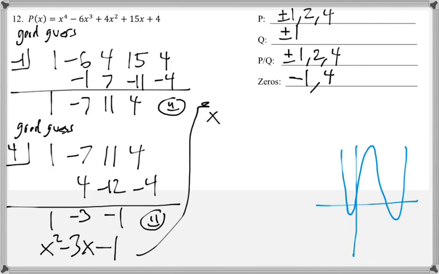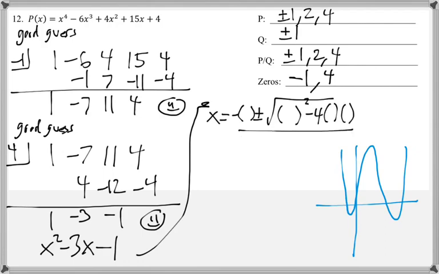So that would be x is equal to, let me write in the blanks, so that's going to be a -3, -3, a 1, a 1, a -1. So that's going to be 3 plus or minus square root of 13 over 2. And that's actually as far as we can simplify it.